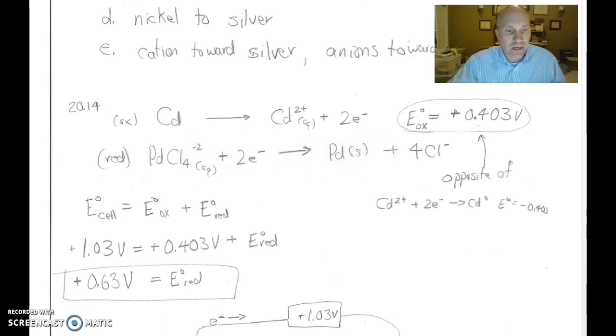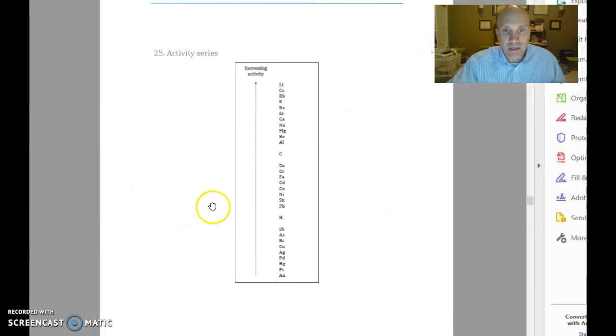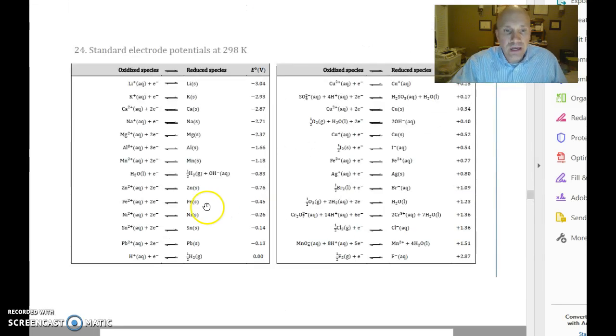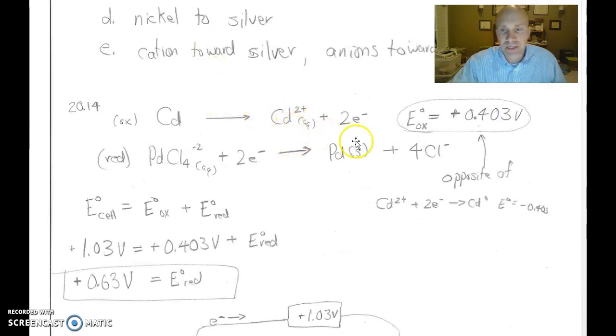If you are using your data guide, we could probably, let me see, do they have cadmium here? I don't think that they have that. They actually have more of these listed in the textbook than in your data booklet. But this would be the standard EMF oxidation with the hydrogen electrode for that reaction right there.